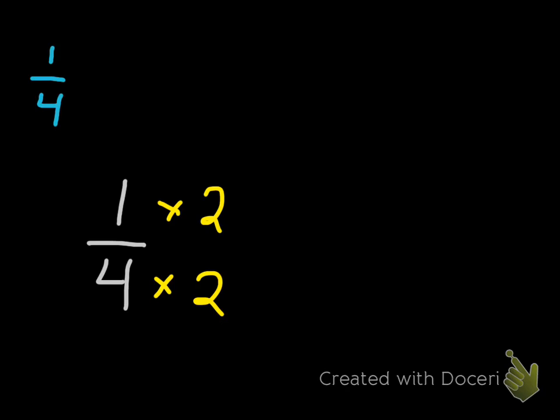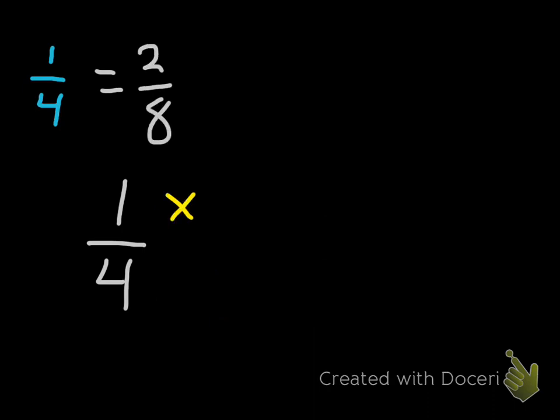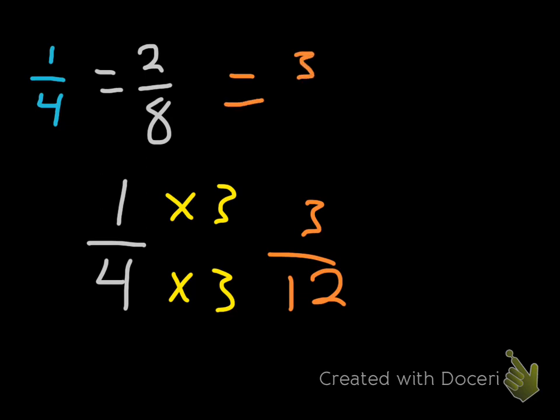Okay. Then I just go ahead and I multiply. 1 times 2 is 2. 4 times 2 is 8. 1/4 then is equivalent to 2/8. Okay, let's try multiplying them both by 3. 1 times 3 is 3. 4 times 3 is 12. That means that 1/4 is equivalent to 3/12.